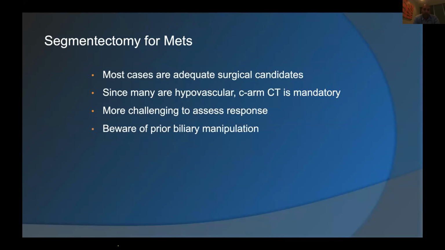For anyone who's treated metastatic CRC, you can't really use modified RECIST criteria. You've got to use tumor progression rates. And the other thing to keep in mind for metastatic disease is a lot of patients may have had prior biliary procedures. So if they had a hepaticojejunostomy, your infection risk greatly increases.